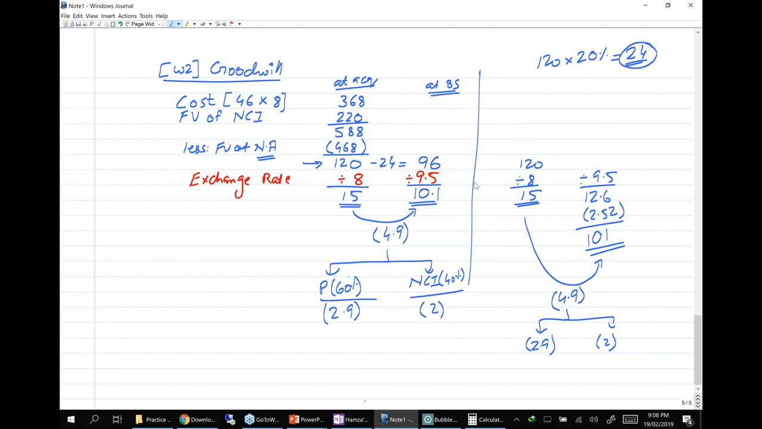Okay, Harsh is saying, sir, we split because we used the full goodwill method again. Yes, exactly, Harsh. If we would have used the partial goodwill method, we would have taken the entire 4.9 to the parent's financials, to the parent's share.